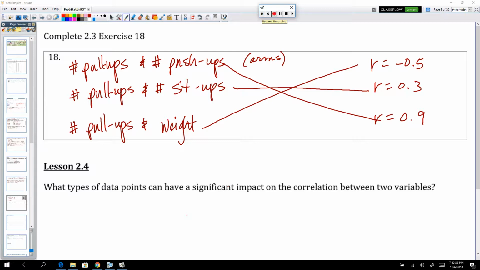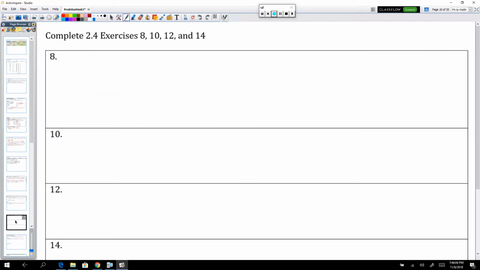Now, lesson 2.4 has a lot of words and a lot of examples and a lot of data, but if you think about it, what types of data points will have a significant impact on whether or not two variables are strongly correlated or weakly correlated? The types of data points that have that impact are outliers, and we're going to look at several examples of how these outliers can have an impact on the correlation between those variables. So if you go to lesson 2.4's exercises, we're going to take a look at exercise 8 first.